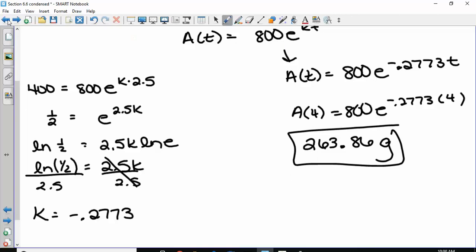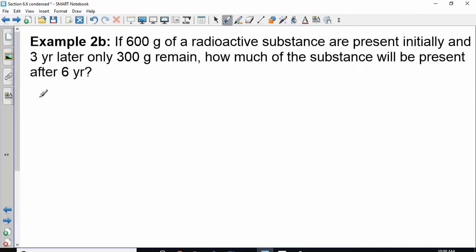Another one along those lines. Those are a bit more challenging. So if 600 grams are present initially, and 3 years later only 300 grams remain, how much will be present after 6 years? So we're still talking about exponential growth or decay, which on a test I would give you any of these formulas. You're just using them for the assignment. So what would we do first?